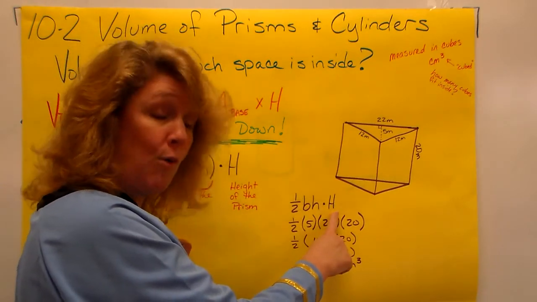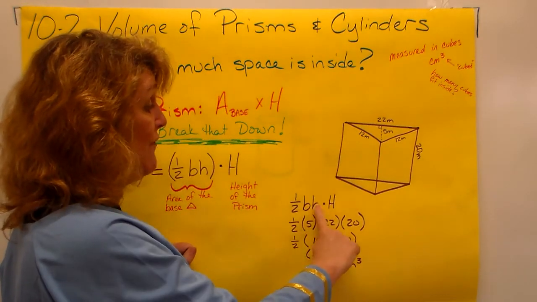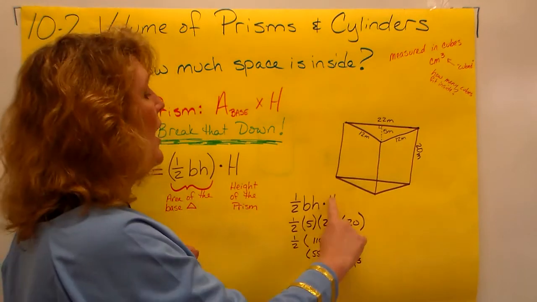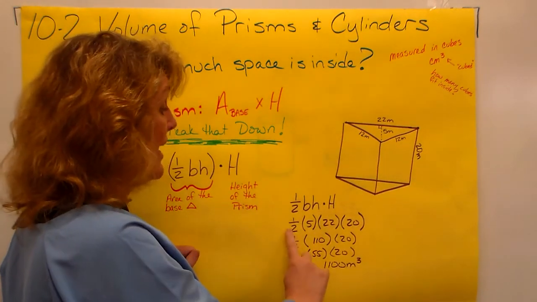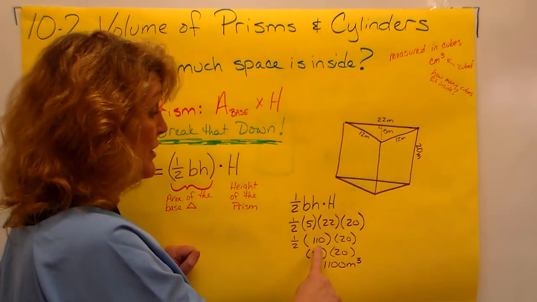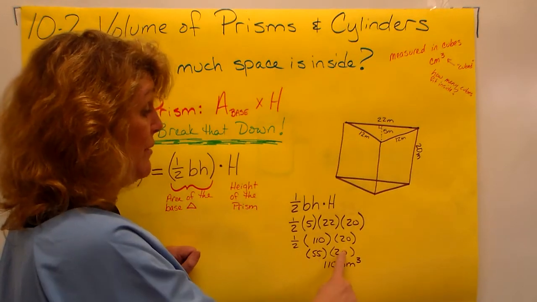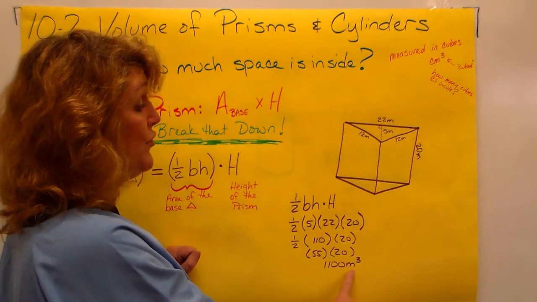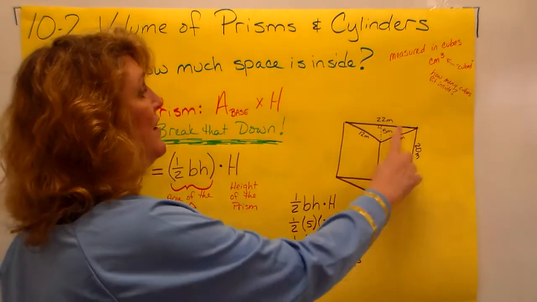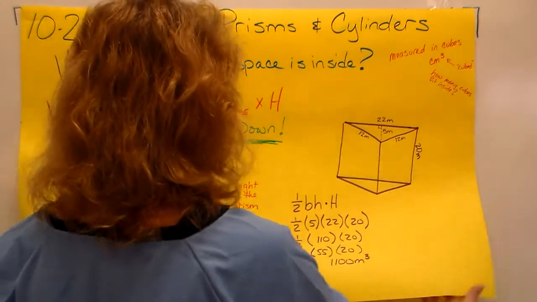Nick, time it for me, 4 seconds. Now, I've got the base of the triangle is 5, the height of the triangle is 22, whoops, other way around, sorry. And then the height of the whole prism is 20. Now, all you're going to do is multiply them across. 5 times 22 is 110. Half of 110 is 55. Times 20 is 1,100 meters cubed. That's how you find the volume of a triangular prism.